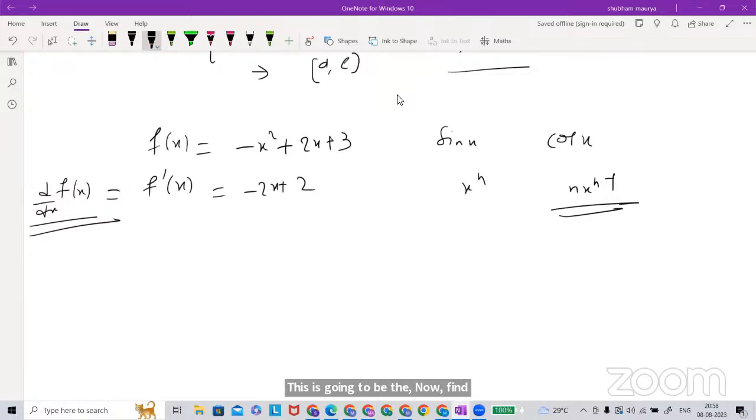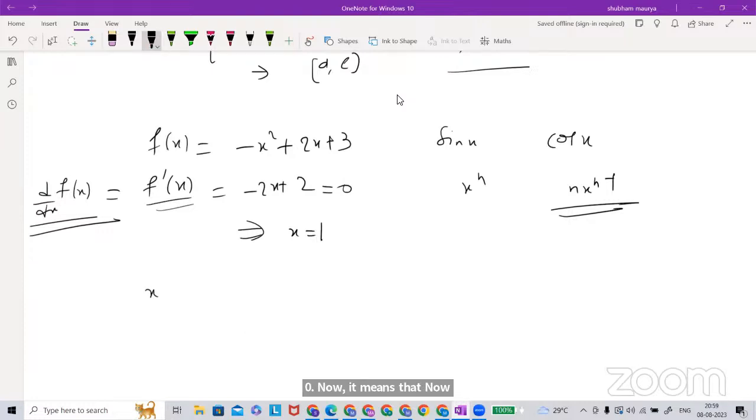Now find the critical point. It is easier to decide in which interval the function is going to be increasing or decreasing. Here, where this derivative is going to be 0, you can make it equal to 0 and find the critical points. So at x is equal to 1, you got that f prime x is going to be 0.